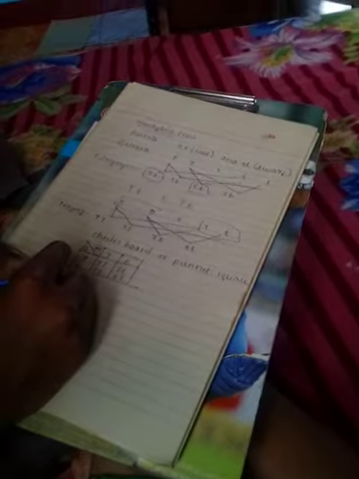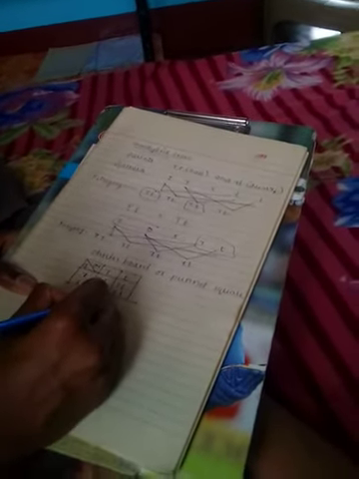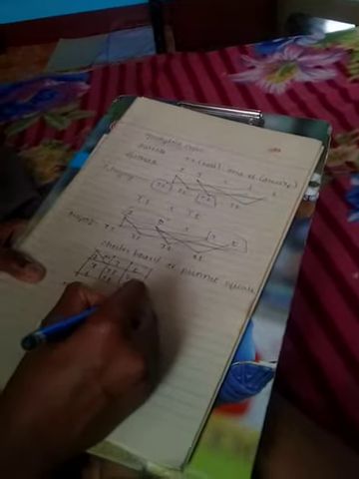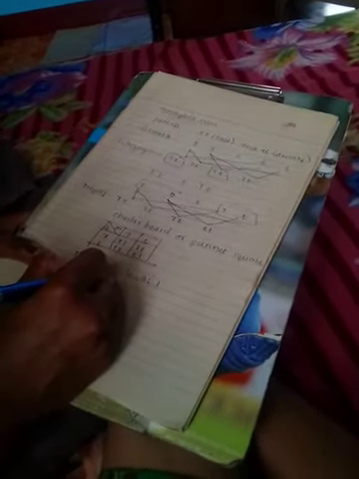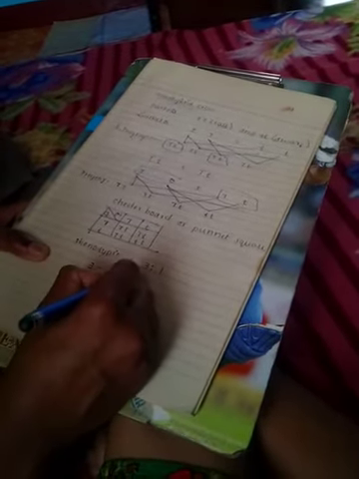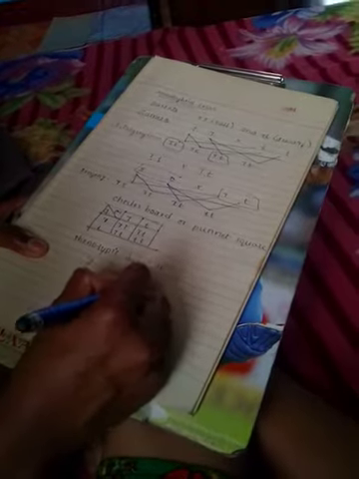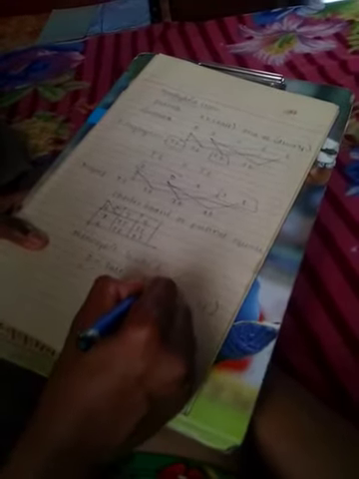The phenotypic ratio is 3:1, that is 3 tall and 1 dwarf. That is 3 tall is TT, Tt, and Tt, and the dwarf is tt.